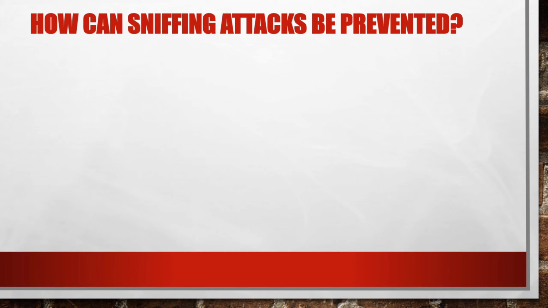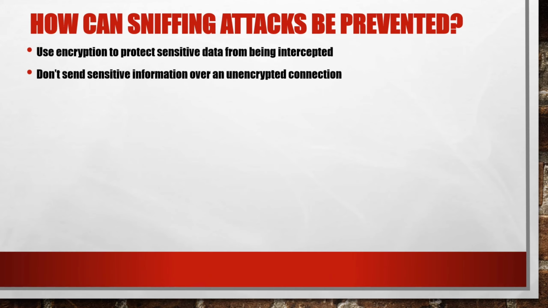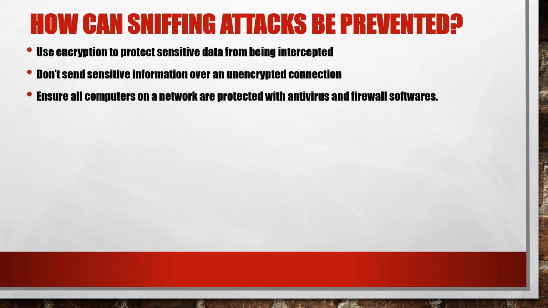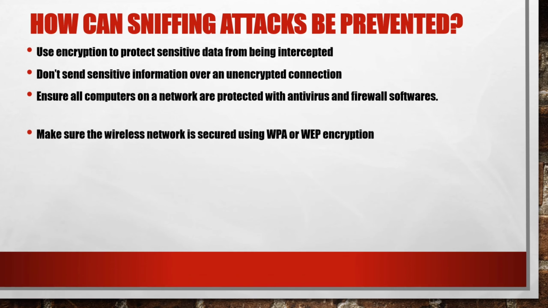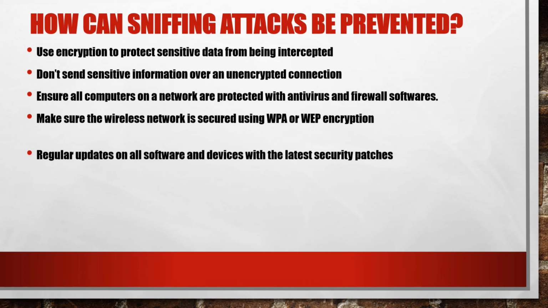Now let's look at the prevention methods that can be taken. Use encryption to protect sensitive data from being intercepted. Don't send sensitive information over an unencrypted connection. Ensure that the computers on a network are protected with antivirus and latest software. Make sure the wireless network is secured using WEP or WPA encryption.